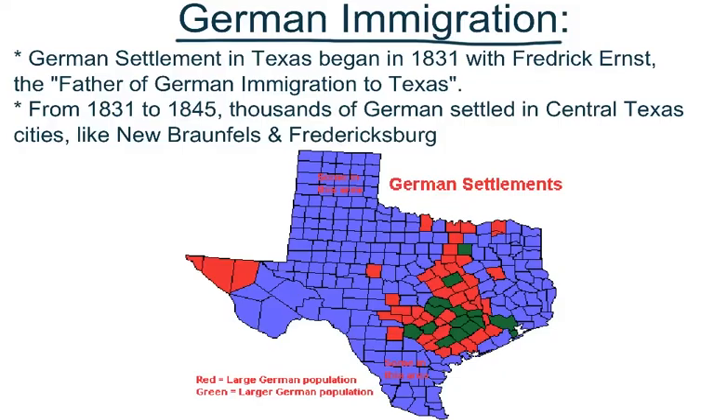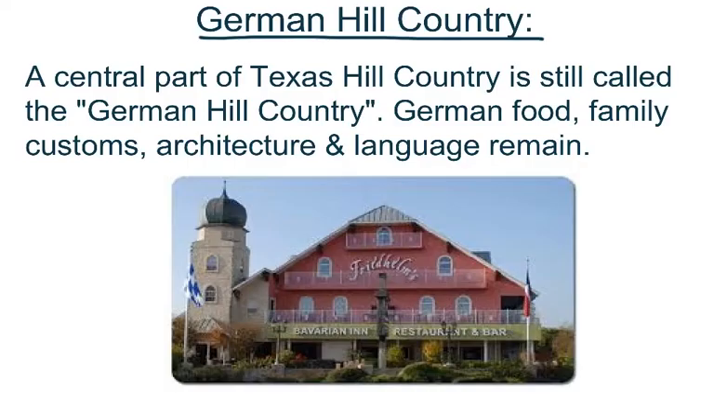Now, in this map, in the red, we see where the German population is. It's mostly here in Central and East Texas, right? As well, we see the green areas, and the green is where the largest population of German immigrants were. From 1831 to 1845, thousands of Germans settled in Central Texas in cities like New Braunfels, where many of you know the Schlitterbahn is, and Fredericksburg, Texas. A central part of the Texas Hill Country is still called the German Hill Country because of their German food, the family customs, and the architecture and language that still remain to this day in Central Texas.